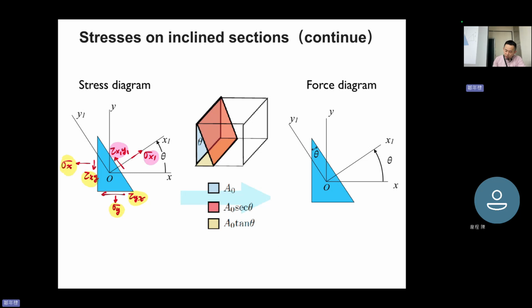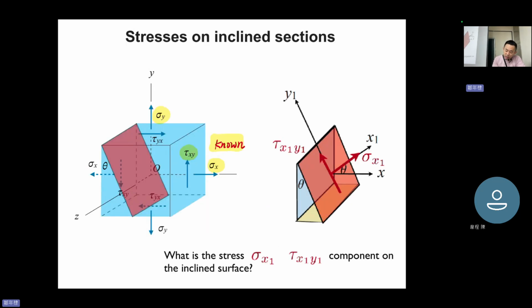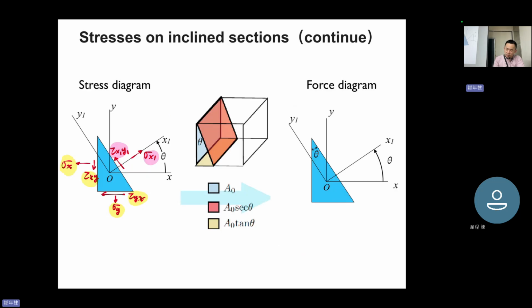Okay, so again, I need to get the incline. So we just cut it from the upper left edge, and we cut the theta along the angle. All right, so we cut it and we leave this small triangle. Maybe it's a cake shape. So this cake shape has tau x1y1, sigma x1 as the new coordinate and new component, x1 and y1.